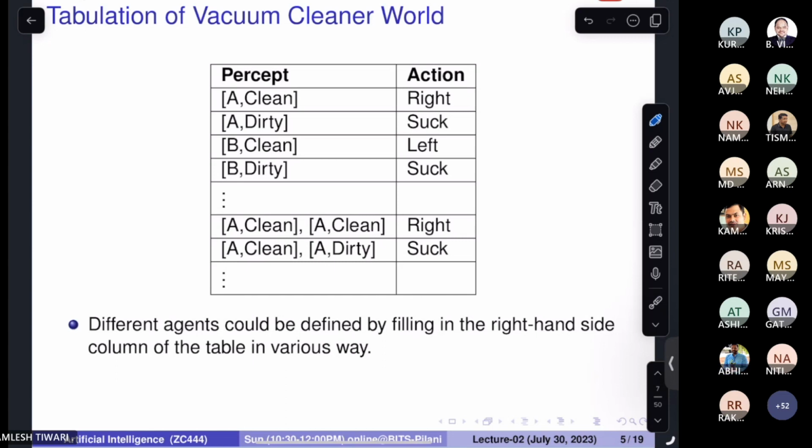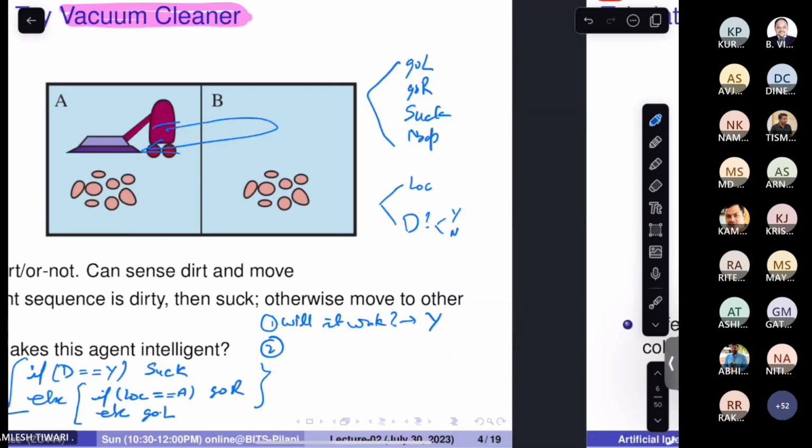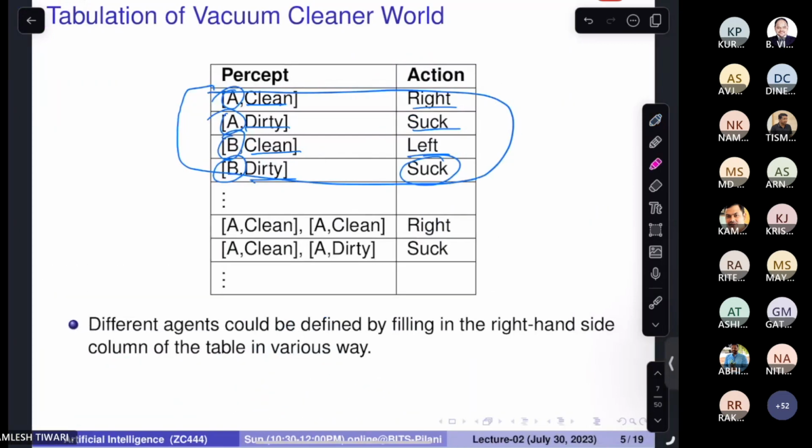Correct. So right now we are in this particular scenario where, if I am inside room A and the room is clean, then go right. If I am in room A and the room is dirty, then I'm going to suck. If in room B and it is clean, then go to the left. If in B and it is dirty, then I'm going to suck. So the program which we have just seen, the agent function, could be this. Am I right? This is the agent function that we talk about.